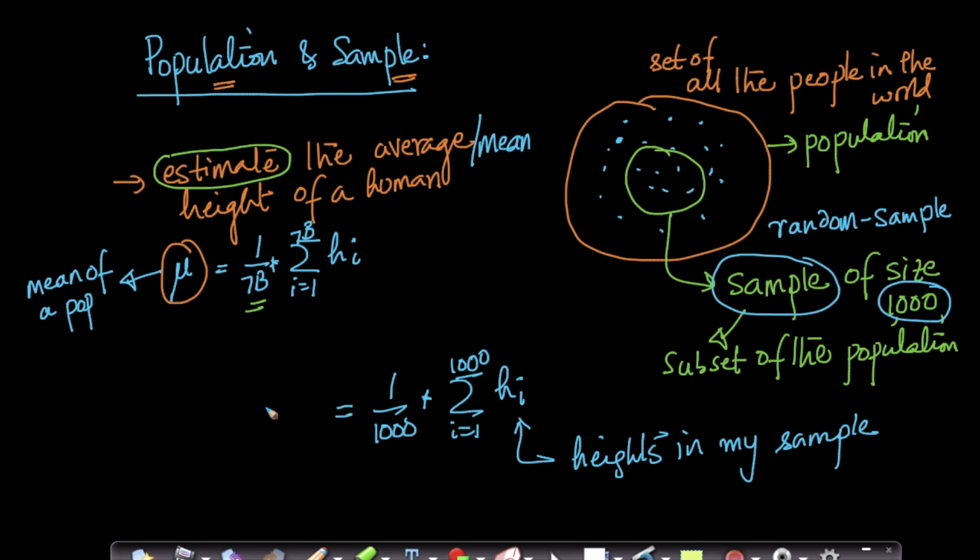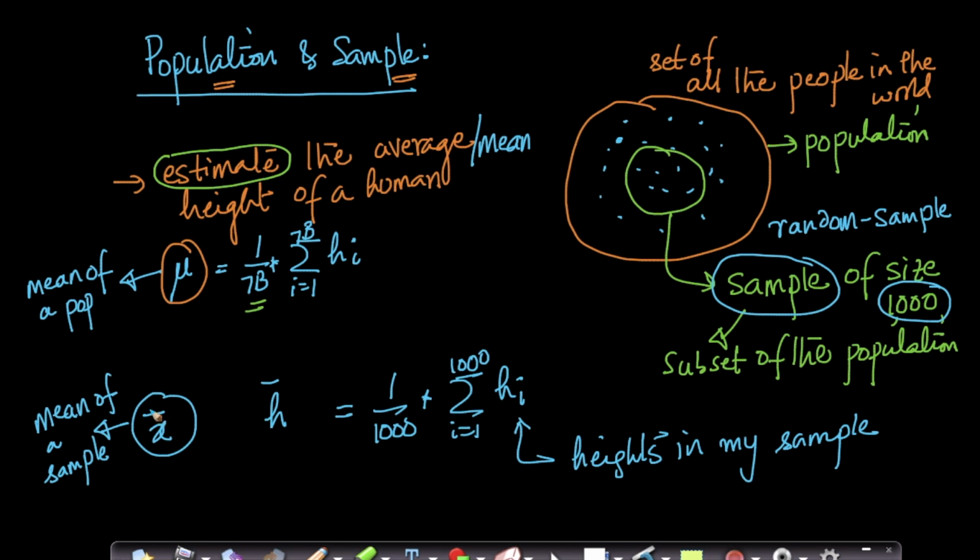Now this is often written as H bar. Because each of my variables is called Hi, we often write it as H bar. If I wrote this as Xi, I would write it as X bar. Typically, symbols like this are used to represent the mean of a sample.